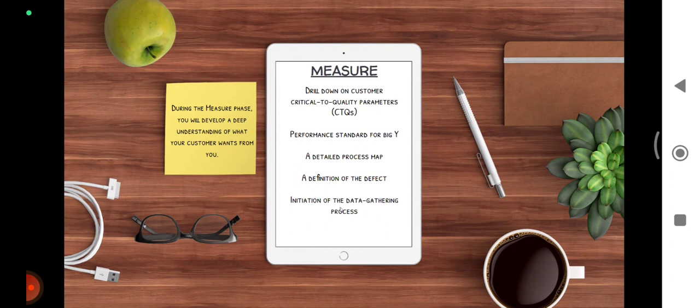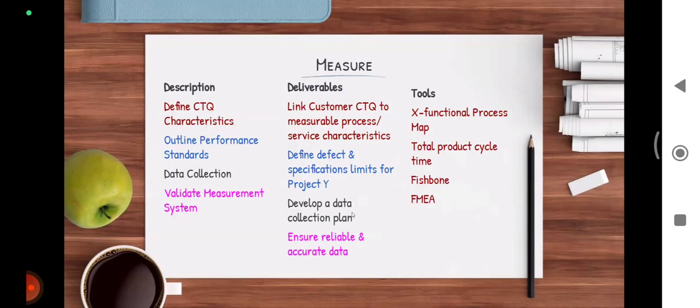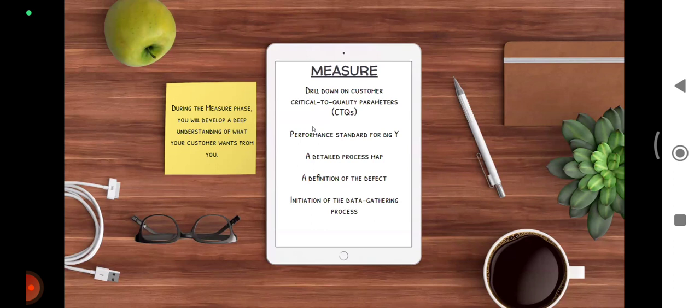After that now, since this is the measurement phase, we want to quantify the problem. We are going to initiate data gathering process. How are we going to gather data here? What we are going to do here, ladies and gentlemen, is basically determining the performance of the process, okay? So when you are doing your data collection, we are basically looking for the number of defects on those critical to quality parameters that we determined at the beginning, okay? So this is now what needs to be done in the measurement phase. This is what is done when you are developing a deep understanding from what your customer wants from you.